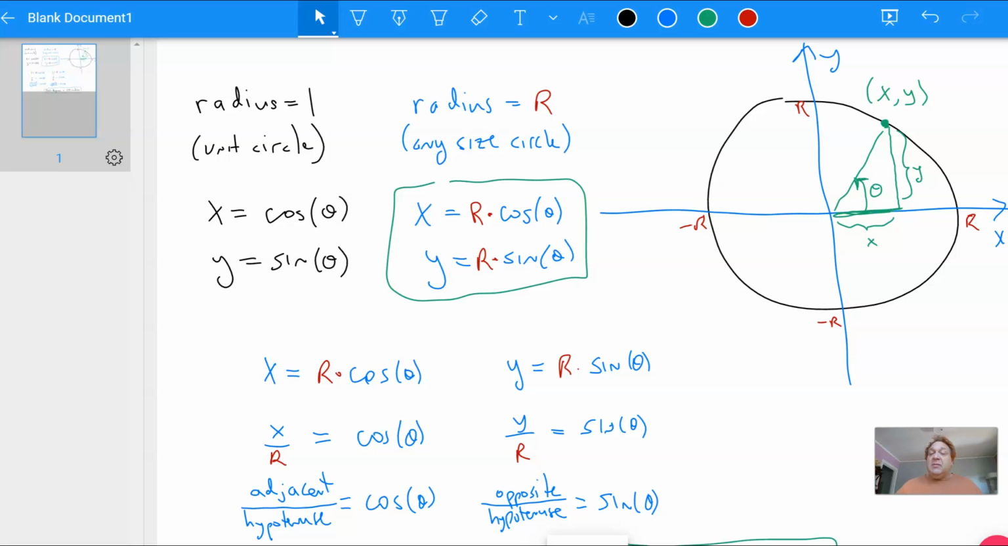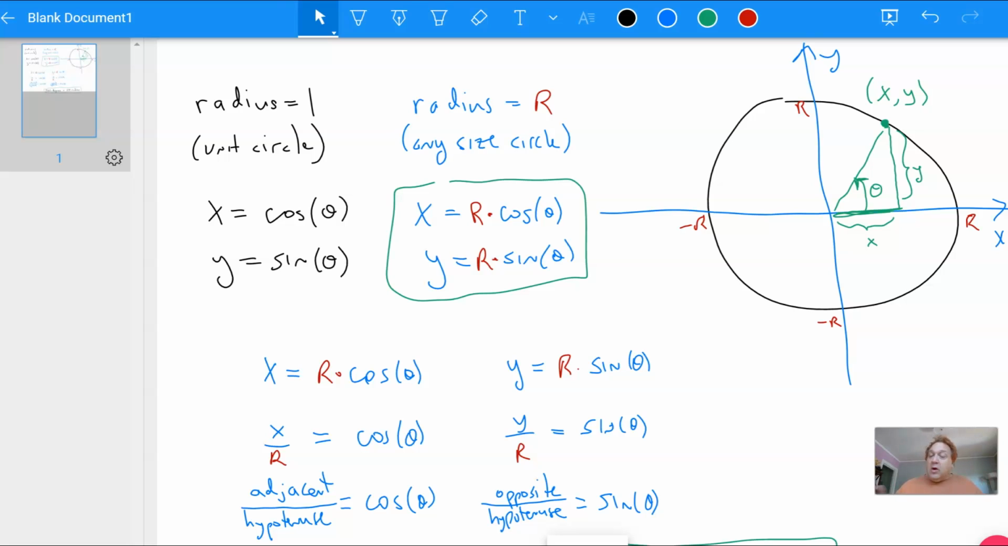Chapter 6 expands this idea from a unit circle, a size 1 circle, to any size circle, a circle of radius r. And because of the symmetry of circles, the formulas are very analogous, very similar. So we have the formula for any size radius circle. X is now r times cosine theta, and y is equal to r times sine theta. And you can derive from those very simply. The cosine is adjacent over hypotenuse, and sine is opposite over hypotenuse.